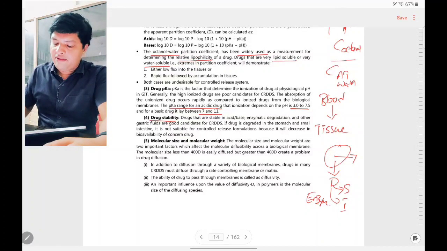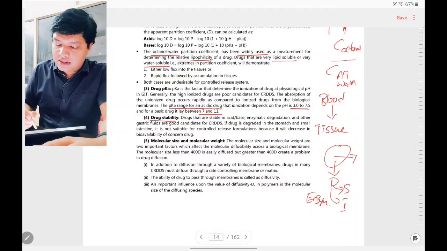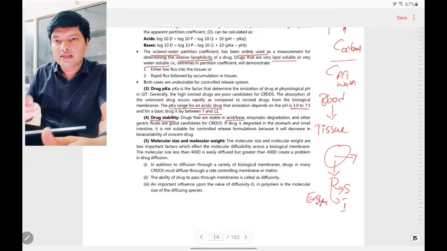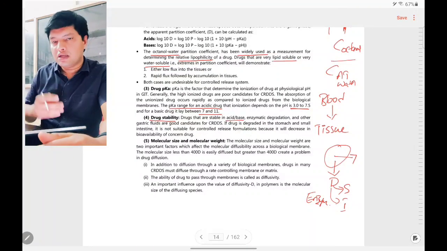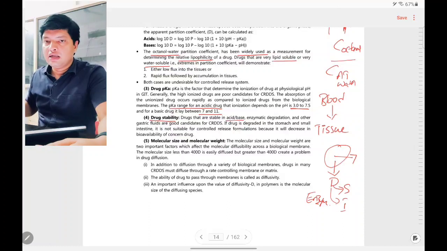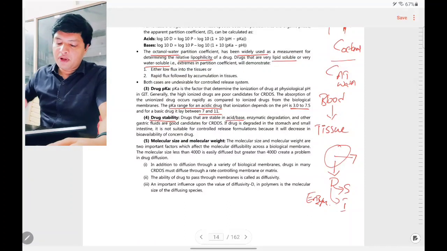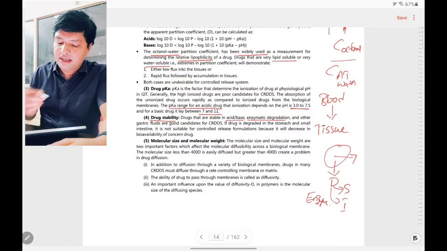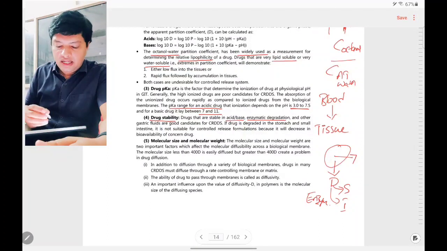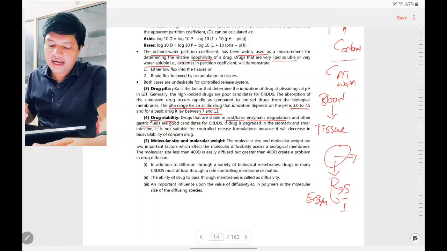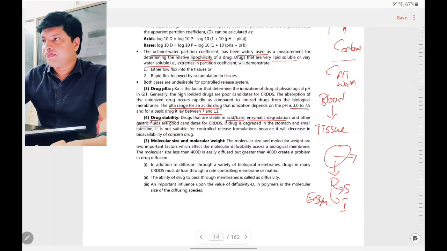If the drug is releasing in stomach as well as intestine, if it is reacting with the enzymes, or you can say if the drug is undergoing acid hydrolysis in stomach, base hydrolysis, alkaline hydrolysis in intestine, or if the drug is undergoing enzymatic degradation, or with any other gastric fluid, these are not good candidates for designing controlled drug delivery system.